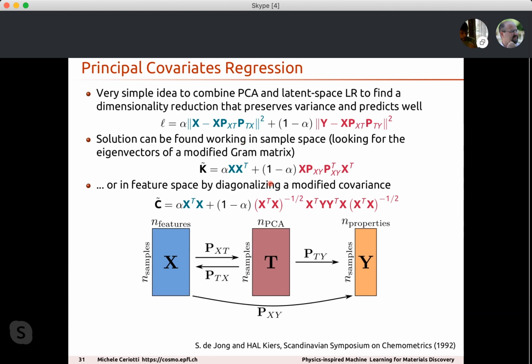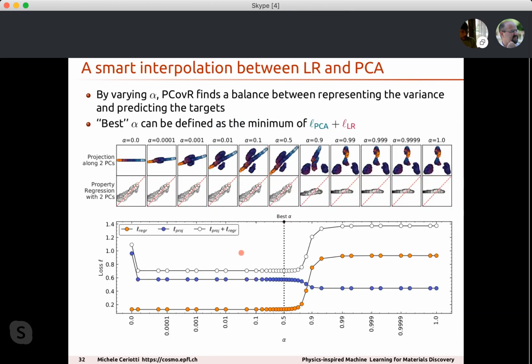So you try to have a low-dimensional description that preserves the variability in your data set, but also you try to make sure that this latent space is also good to make a prediction of your end properties. Effectively, this means that you have a mixing parameter that allows you to go from PCA, where you have a prediction that is very representative but very bad at predicting properties, to linear regression, which gives you a good prediction of the properties but a very poor representation of the variability of your dataset.